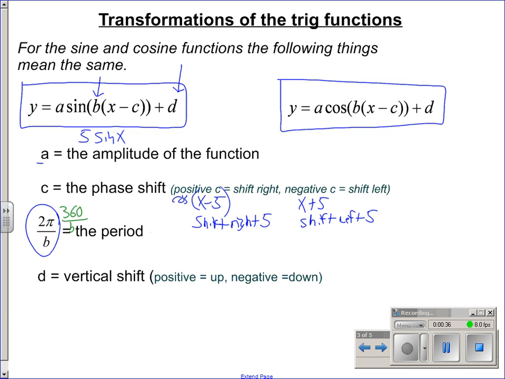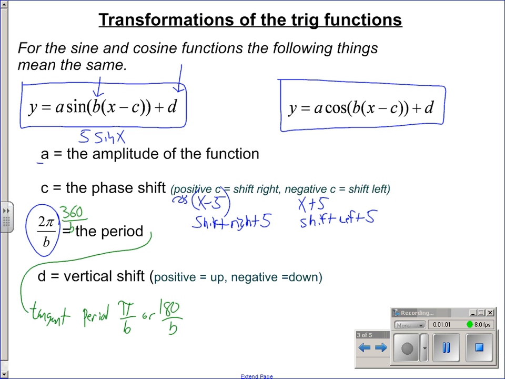Remember, what I said in that last video is that if you're dealing with a tangent function, the period is going to be pi over b or 180 over b, whether you're dealing with radians or degrees. The 2 pi or the 360 over b is for sine and cosine only. 180 over b is for the tangent function.